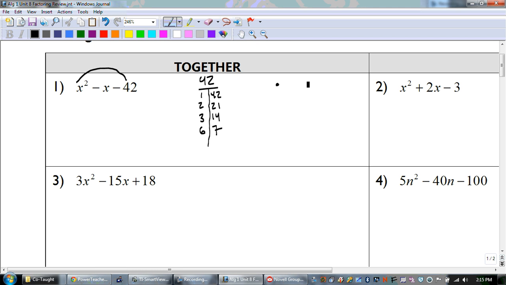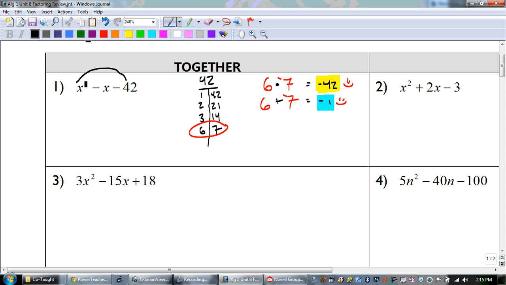Now, you're looking for numbers that multiply to a negative 42 and add to get a negative 1. Okay? Because when I multiply those two, it is negative 42. And my negative 1 comes from my b term. So which set of numbers do I get that from? Yeah, okay. So 6 and 7. Now, which one's negative? Well, one of them has to be negative, and it's going to be the negative 7 because we get a negative 1.